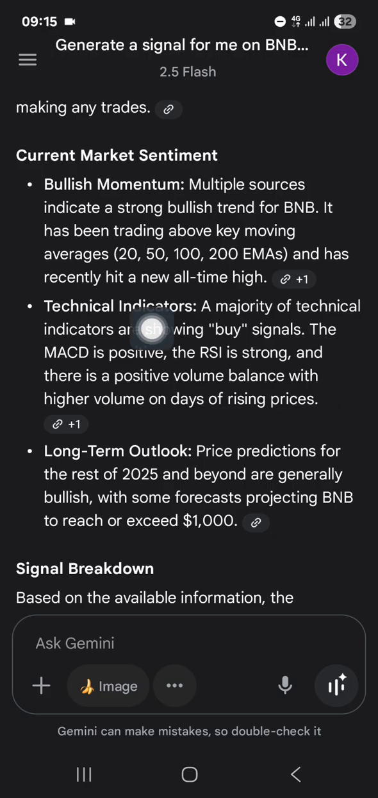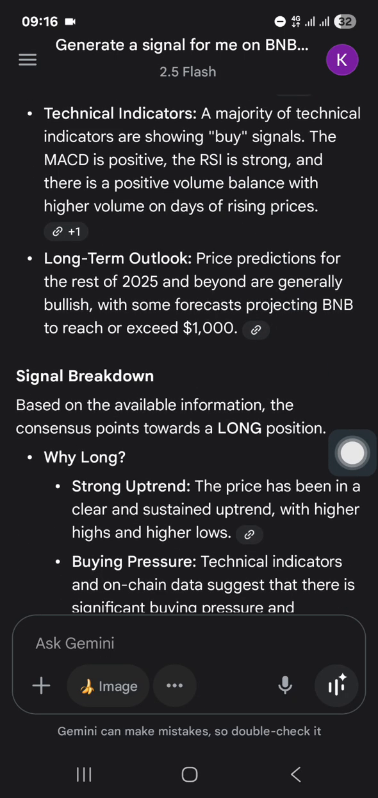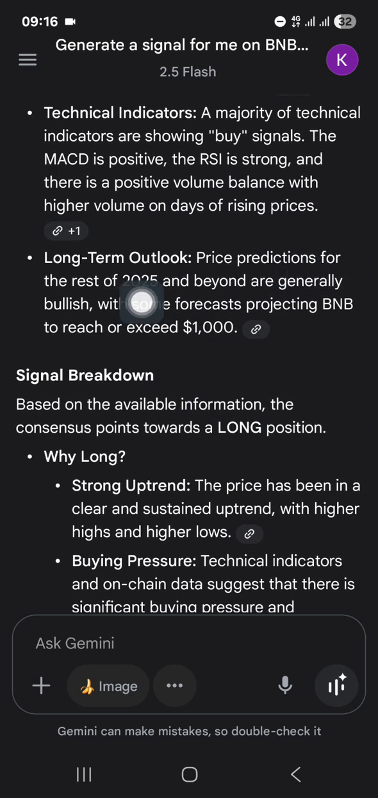Current market sentiment, bullish momentum, multiple sources indicating a strong bullish trend for BNB. It has been trading above key moving averages and has recently hit a new all-time high. Technical indicators, a major technical indicator is showing buy signals. The MACD is positive, the RSI is strong, and there is positive volume. Long-term outlook, the price predictions for the rest of 2025 and beyond are generally bullish, with some forecasting BNB to reach or exceed $1,000. It has already reached $1,000.